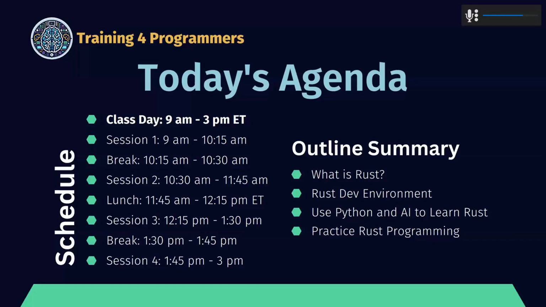The outline summary for today: I'm going to do a very quick overview of what Rust is. Then we're going to get our environment set up using the Codespace. That should go pretty quickly. And then we're going to spend the rest of the day just focusing on going through the various demonstrations and examples that I prepared for you ahead of time.